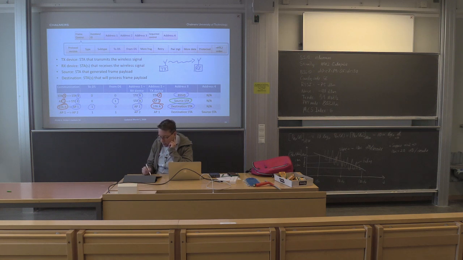And the final one is when we go from one access point to another access point, then both of these flags will be 1, and then we have address access point 2, access point 1, we have a destination for the frame and a source for the frame, like this. So these are the 4 possibilities.